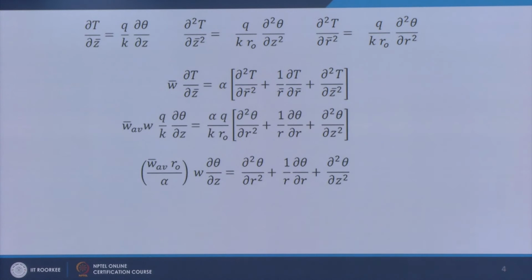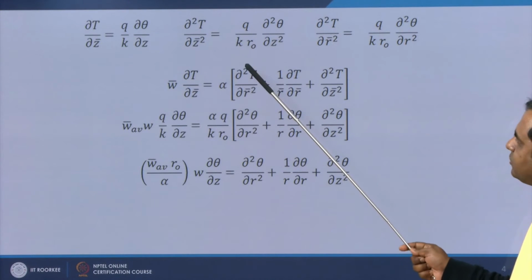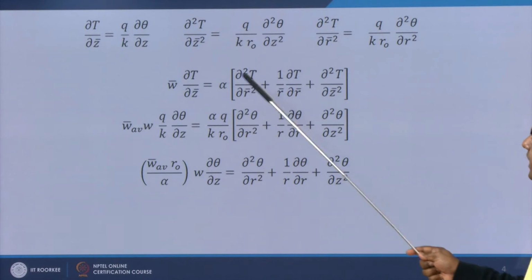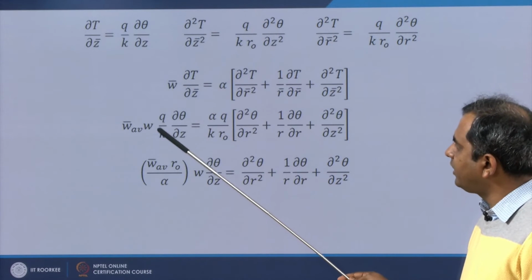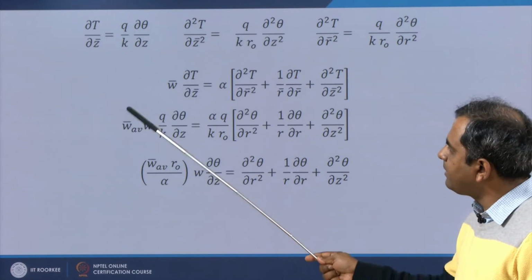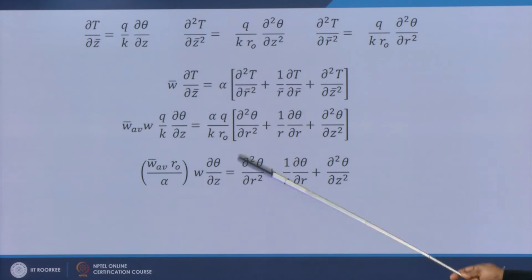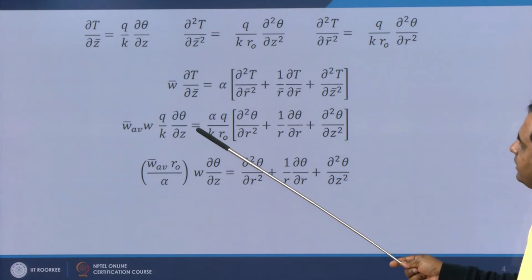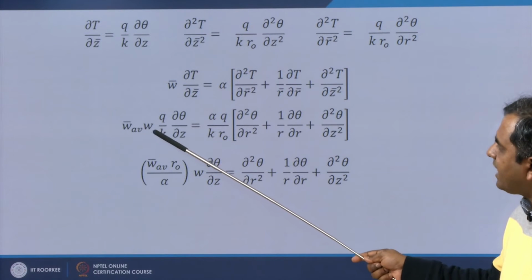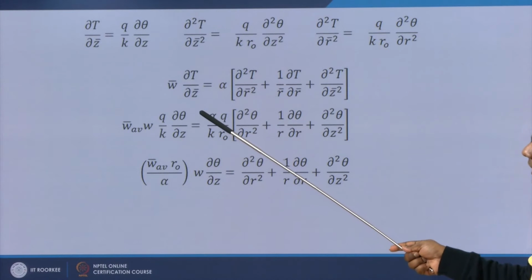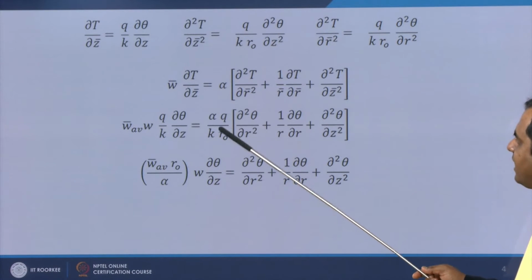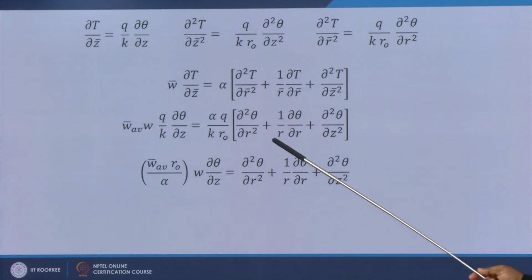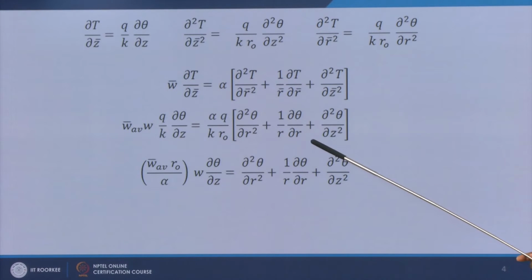Okay, then let us see if we put in all these non-dimensionalizations, that means convert T to theta, z bar to z and r bar to r, then once again w can be converted to w bar by multiplying with w bar average. Then we can find that the equation actually simplifies to w bar average into w, q by k into del theta del z on the left hand side for convection, and on the right hand side for conduction, alpha by k into q by r naught, okay. And then we are having the non-dimensionalized radial conduction plus axial conduction term, okay.